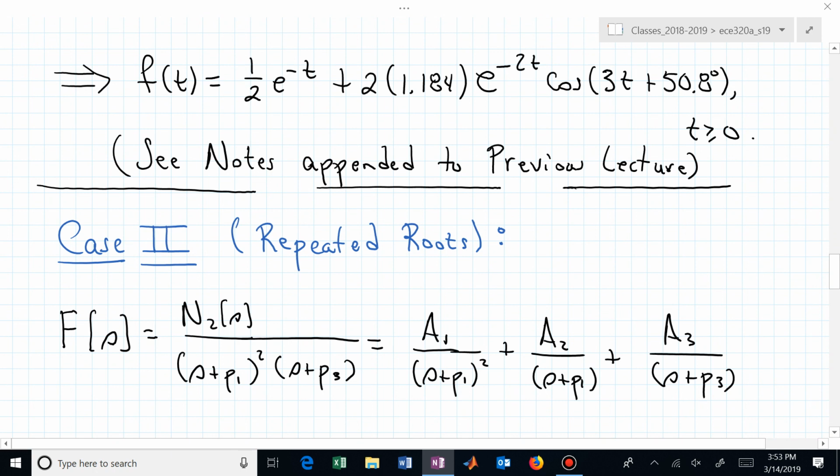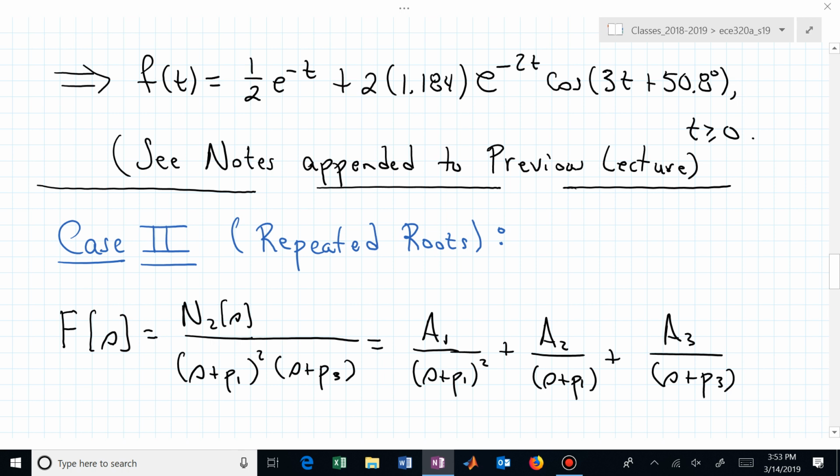What do I mean by repeated roots? I hope it's clear. Here's some numerator polynomial, and I haven't specified it, over s plus p sub 1 squared, s plus p sub 3. And so I've lost p sub 2, but I have 2 poles at p sub 1. So that's kind of where p sub 2 went, if you're wondering. Doesn't matter. You can label these however you want. But what am I assuming if I've now written that right-hand side? What have I assumed is true?